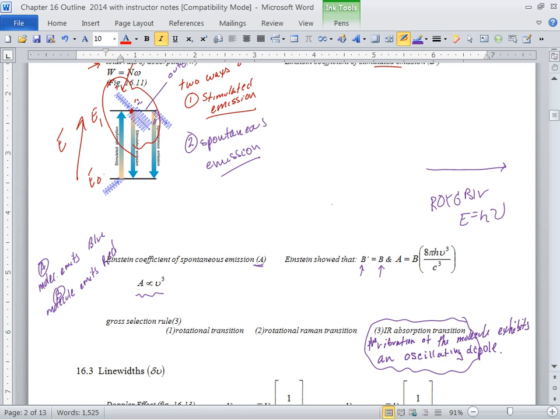What was a dipole? Alyssa, what was a dipole? I don't remember. Somebody help her. How do you do with the electronegativity? Yeah, electronegativity. So just make something polar. This bond is polar. Well, if it's polar and it's vibrating, you've got an oscillating dipole. It will absorb IR.